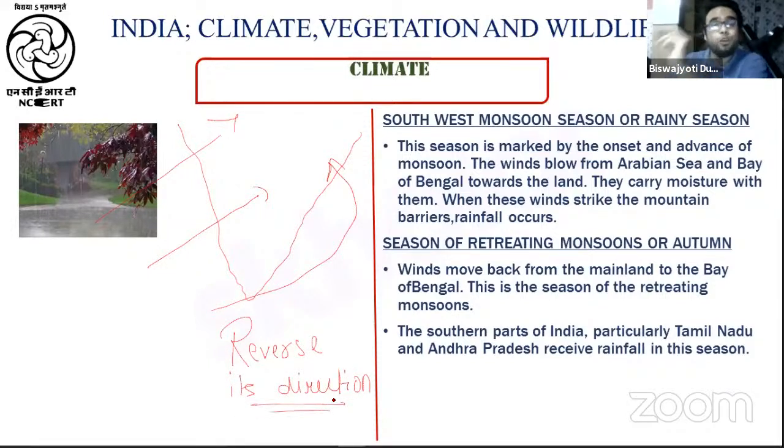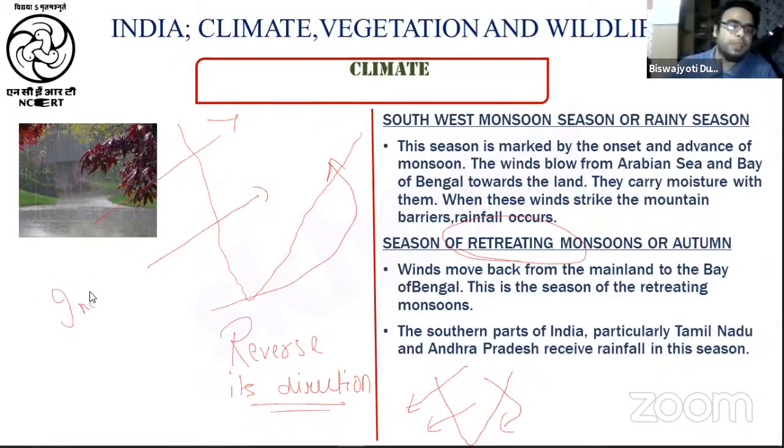And therefore, we use the term what? We use the term retreating, meaning it is getting reversed, right? So if this was the direction, now what will be the direction of the winds? It will be in this way. It is retreating away from the Indian peninsula and it is moving towards the Indian Ocean region, right? So the movement of the wind will completely get reversed. Understood this?